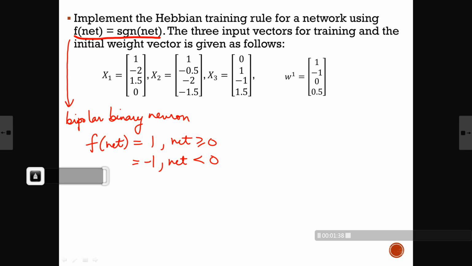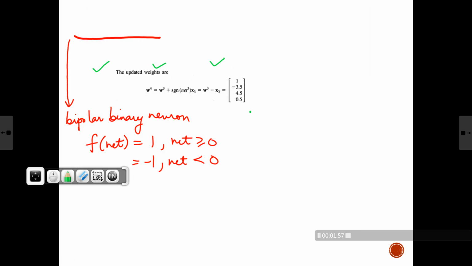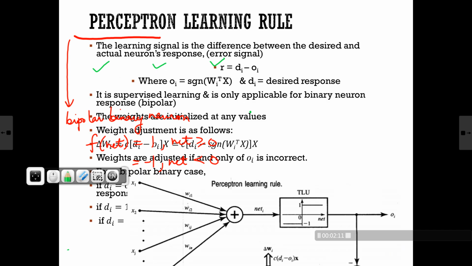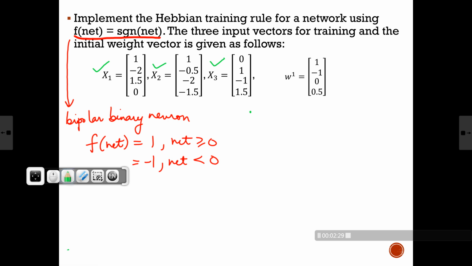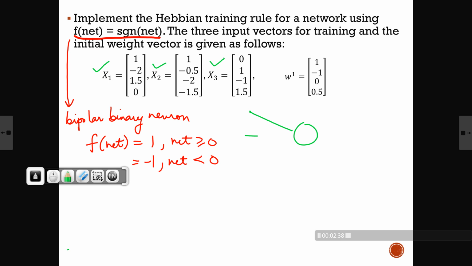Now what is given here is that three input vectors are given, x1, x2 and x3. These are the three input vectors which are given. Each of these has got four inputs. So this particular neuron will have 4 units. There are 4 inputs.